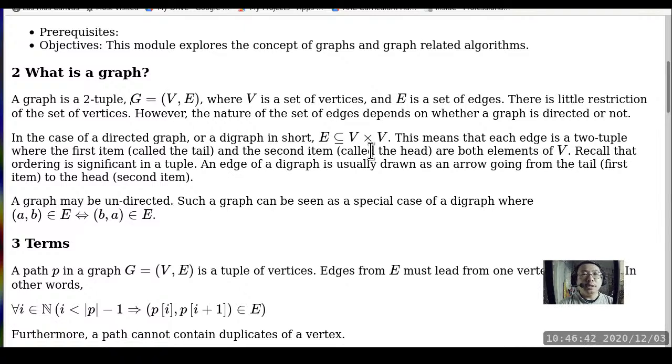Within each element of E, within each edge, which is a two-tuple, the first item is indicating where you can start from, and then the second item is telling you where we can end up at. So this is pretty abstract, and it may be a little bit hard to wrap your mind around it. So it is a good idea to draw a picture. I'm going to shift to the whiteboard and show you a picture.